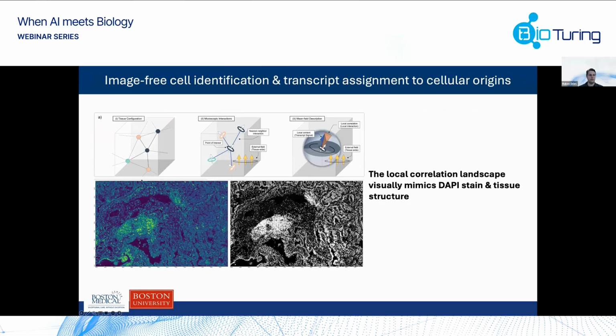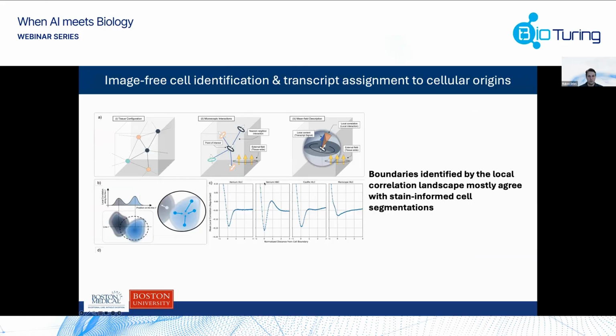So if you visualize that local correlation landscape, the first thing is, okay, that looks, to some extent, pretty good compared to the DAPI stain. But we can also quantify that. We quantify that by using two Xenium data sets, a CosMx data set, and a MERSCOPE data set, and ask: if we define the hills as the centroids and the valleys as the boundaries, do they correlate to the cells segmented using the stains?